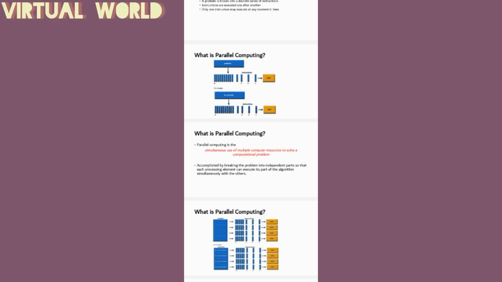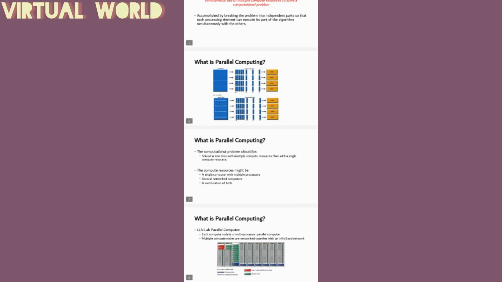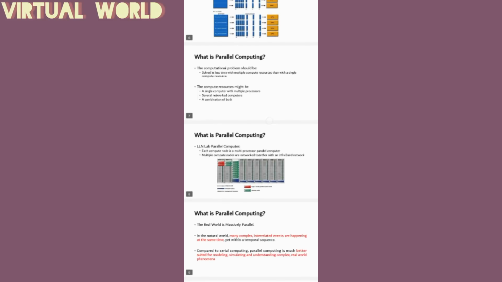What is parallel computing? Parallel computing is the simultaneous use of multiple computer resources to solve a computational problem. It is accomplished by breaking the problem into independent parts or chunks so that each processing element can execute its part of the algorithm simultaneously with others. Let's see a diagrammatic representation here. The computational problem should be solved in less time with multiple computer resources than with a single computer resource.